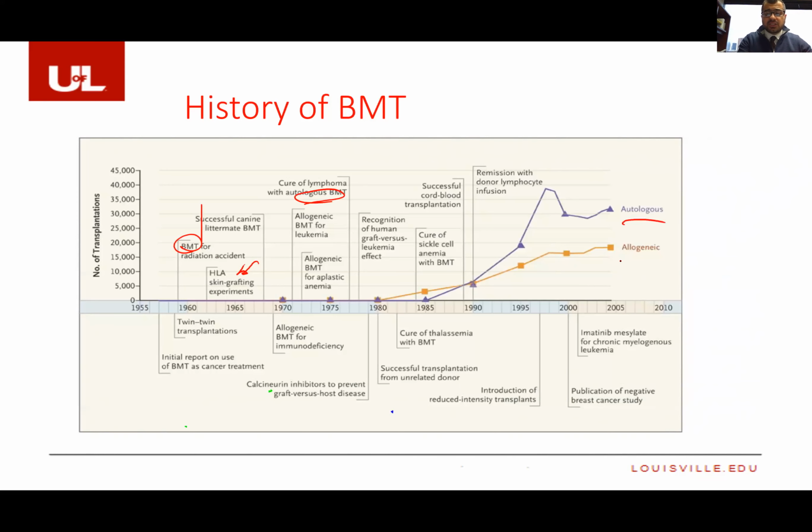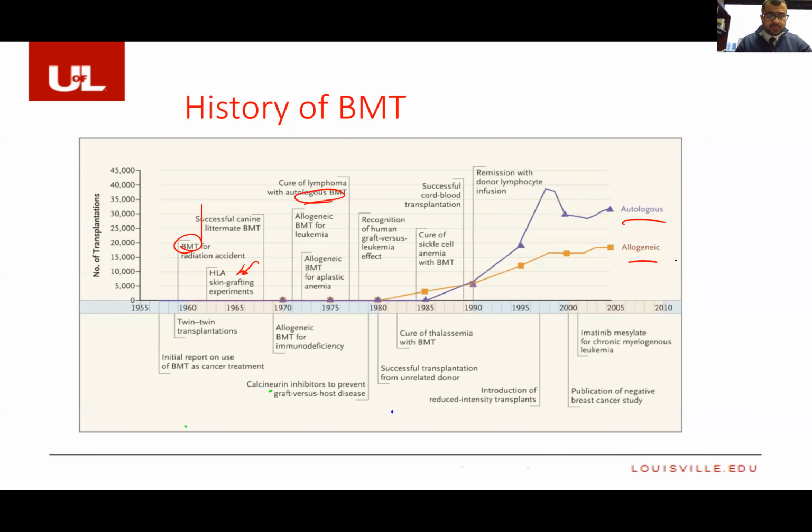And this is just the difference in numbers. Autologous is being done a lot. It's a less comprehensive therapy that we do mostly for our myelomas and relapsed lymphomas compared to the allogeneic patients. The allogeneic stem cell transplant takes a couple of years before they can actually get back to regular life, if they can.